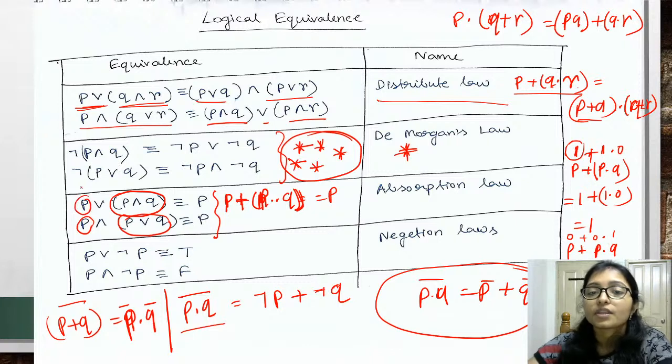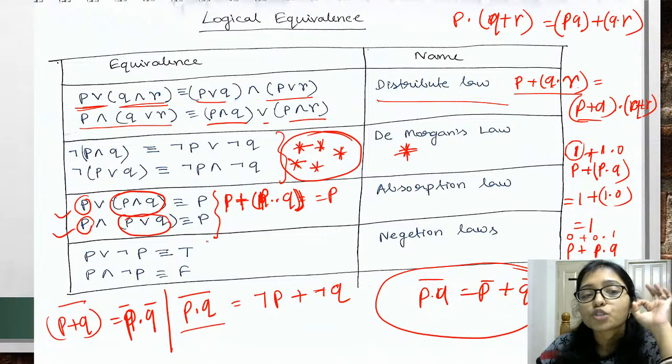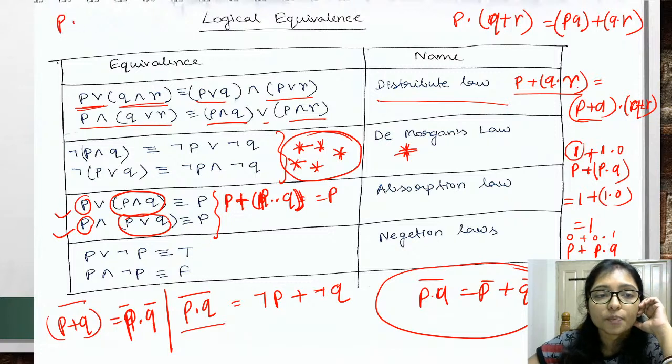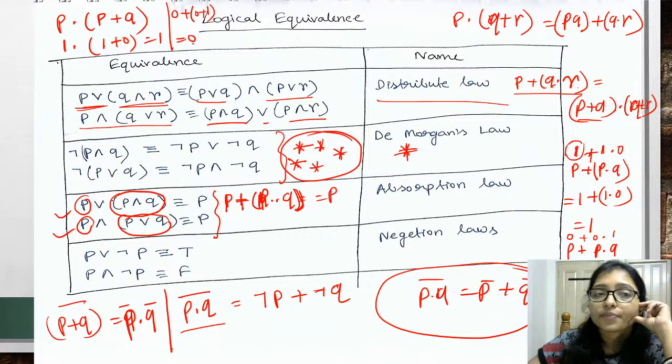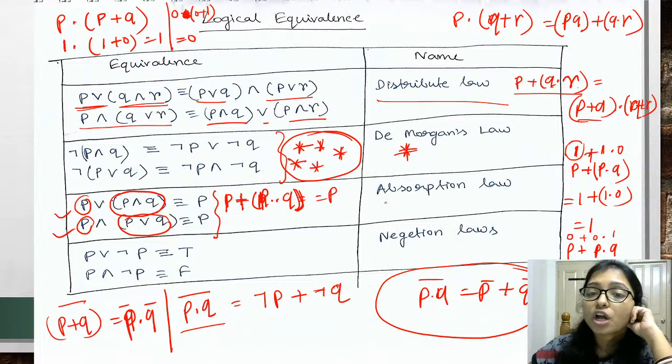What is there is being affected, which means it is absorption. It is depending on the value of P. That's why this is called absorption law. And for this one also, P dot P plus Q: if you take P as 1 and Q as 0, 1 plus 0 will come 1. And if you take 0, 0 plus 1, that will come 0. So here there is a dot, and that is also called absorption law.